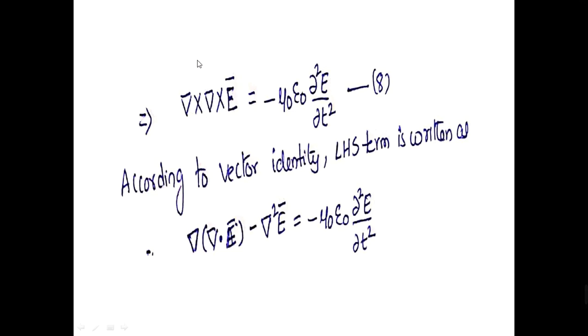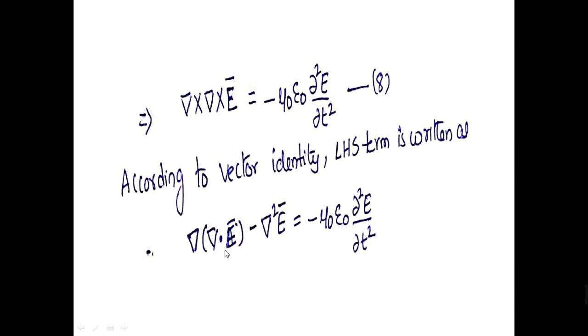You observe here on the left hand side, it is curl of curl of a vector. So according to the vector identity, curl of curl of a vector is equal to gradient of divergence of the vector minus del square of the vector. So using the vector identity, I have written the expression as gradient of divergence of E minus del square E is equal to minus mu naught epsilon naught dou square E by dou T square.